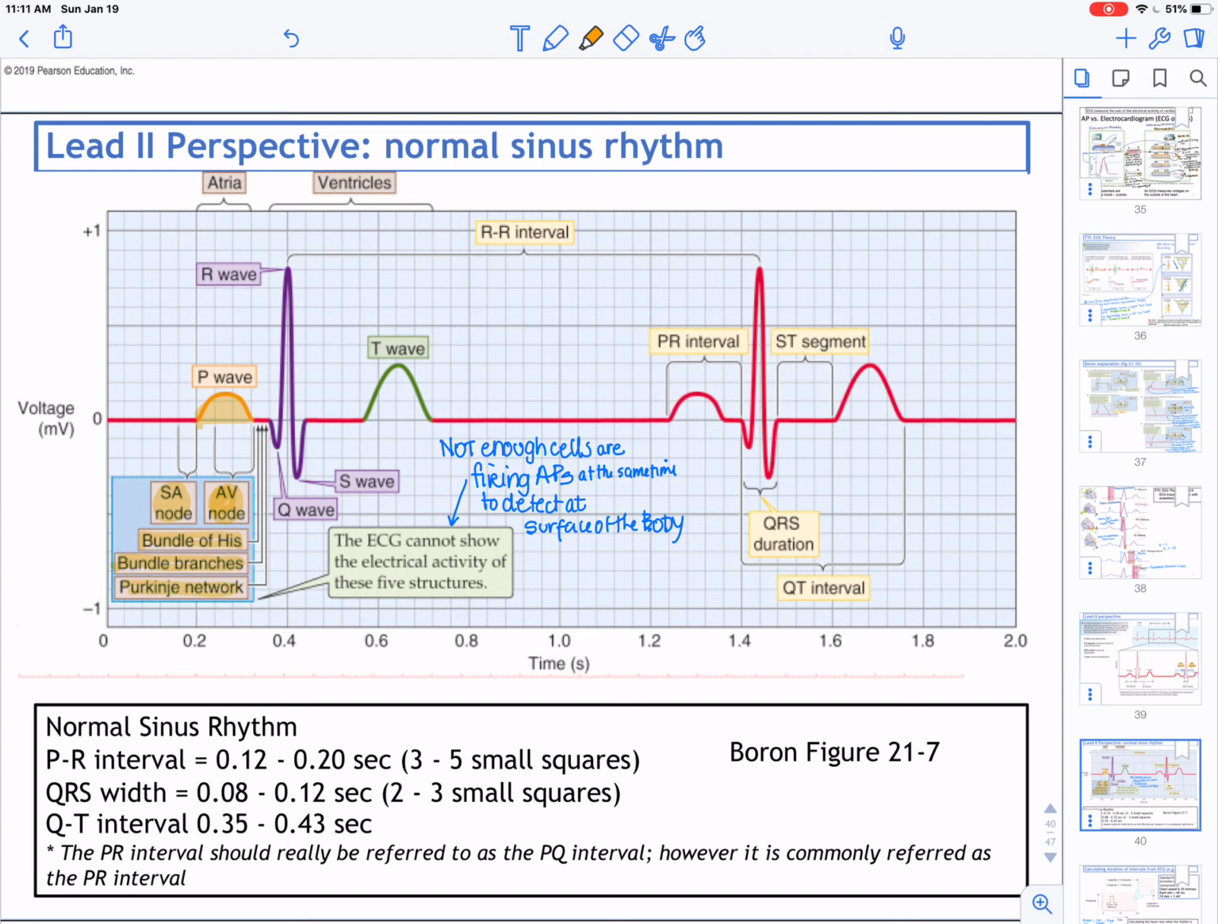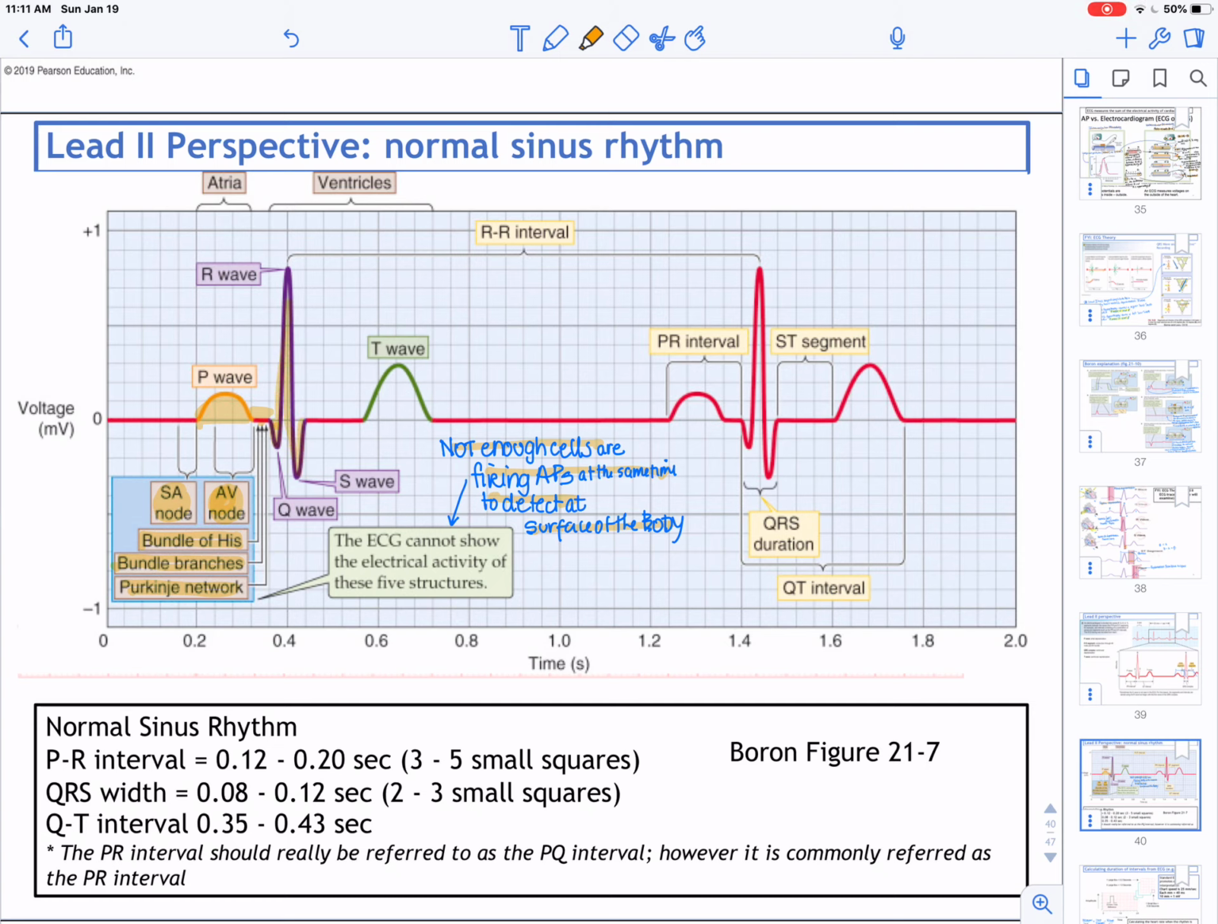We cannot see this electrically because there are just too few cells firing action potentials, but the timing of that PR interval and the PR segment, this region, gives us a lot of information about the conduction velocity. So it's a really important part of the ECG. And then we already looked at the Q, R, and S.